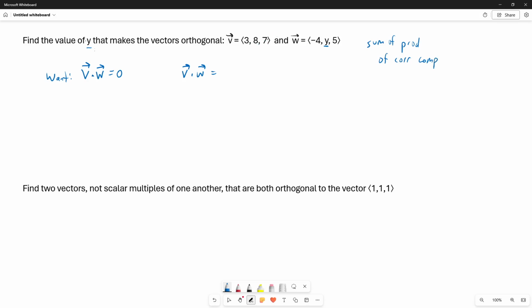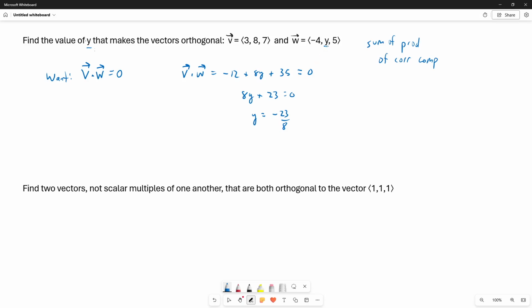So 3 times negative 4 is negative 12, 8 times y is 8y, 7 times 5 is 35. Those are the products of the corresponding components. Now we have to add them up, and we want that to equal 0. So that'll give us a pretty simple equation. 8y plus 23 is equal to 0. And so y should equal negative 23 over 8.